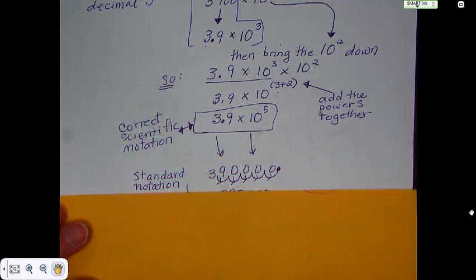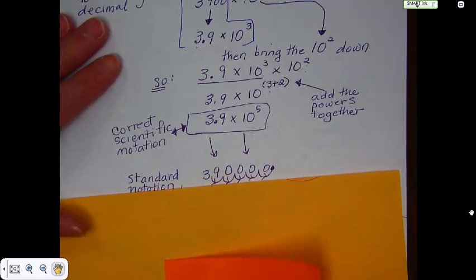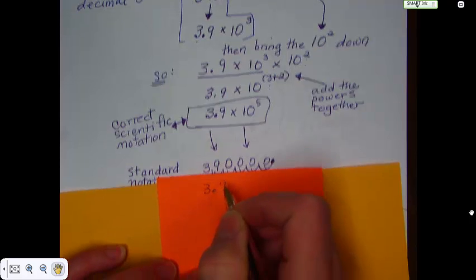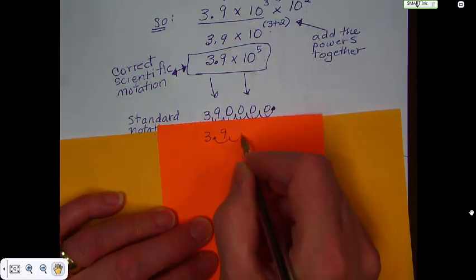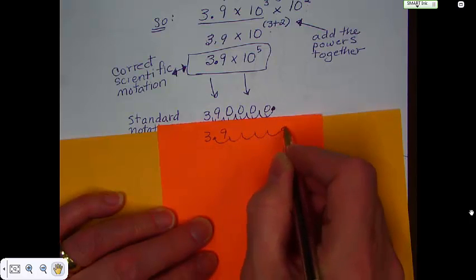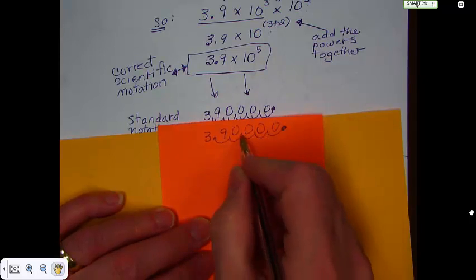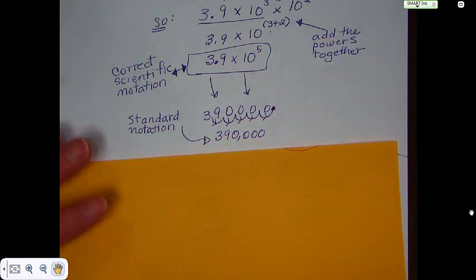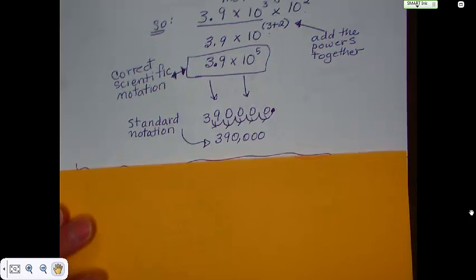And in standard notation, we would start with 3.9 times 10 to the fifth power. So 1, 2, 3, 4, 5. Put in your new decimal place. And now our new number is 390,000. So that's what it looks like in standard notation. Now it's important that you know how to do that.